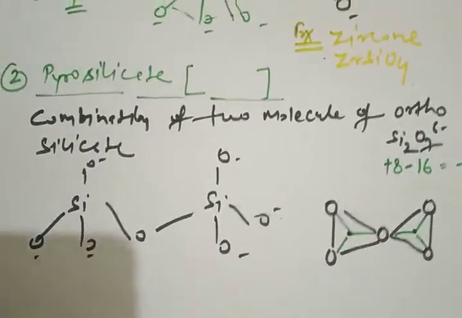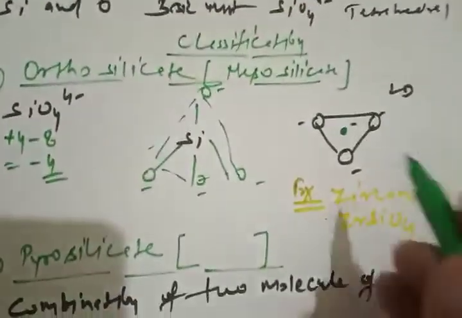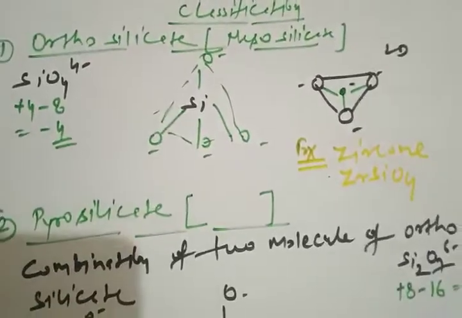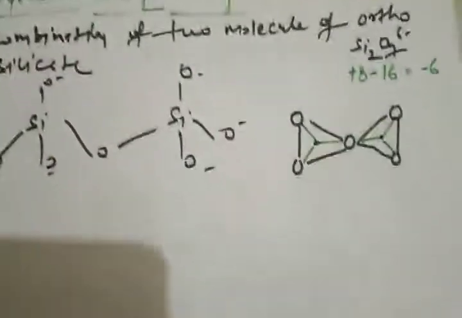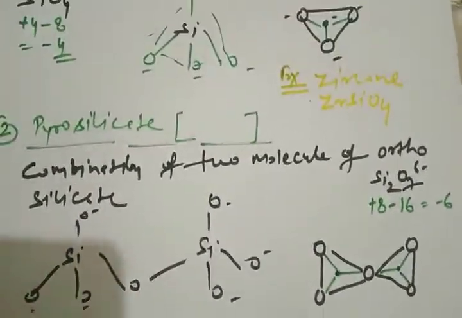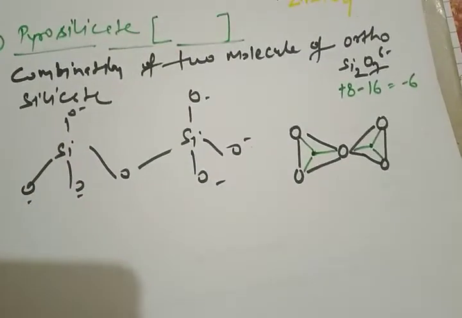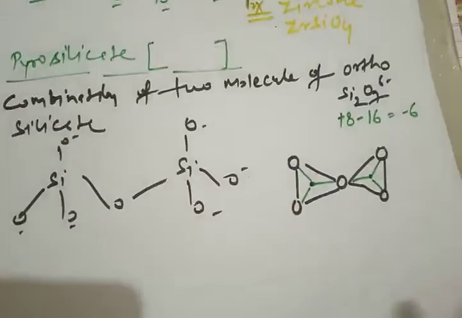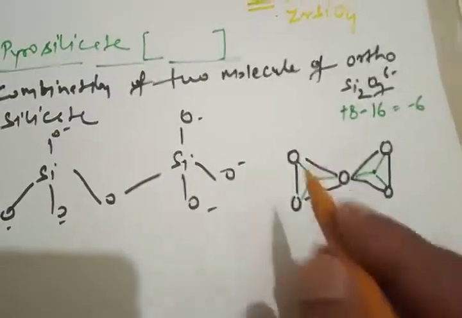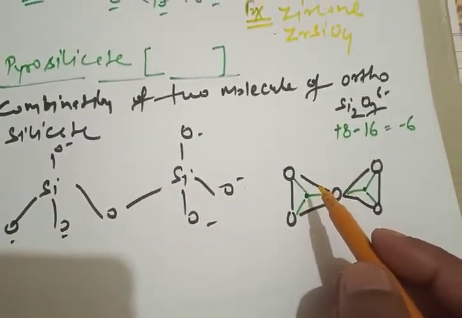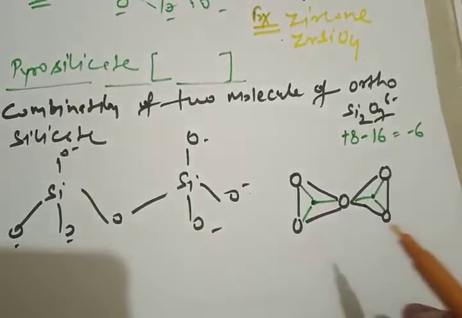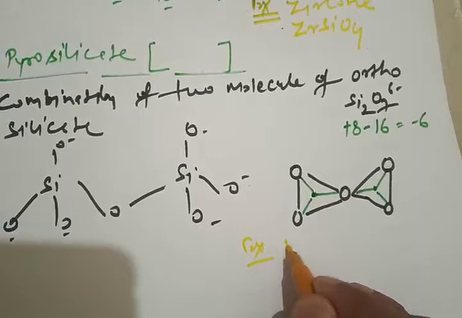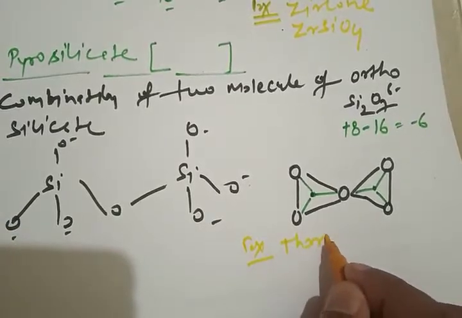Okay, I forgot one thing in this structure. Here you also need to write like this. So this is the 2D structure of pyrosilicate. These all are the negatively charged oxygens. An example, if you go for the example, beryl, the example in this case is thortveitite.